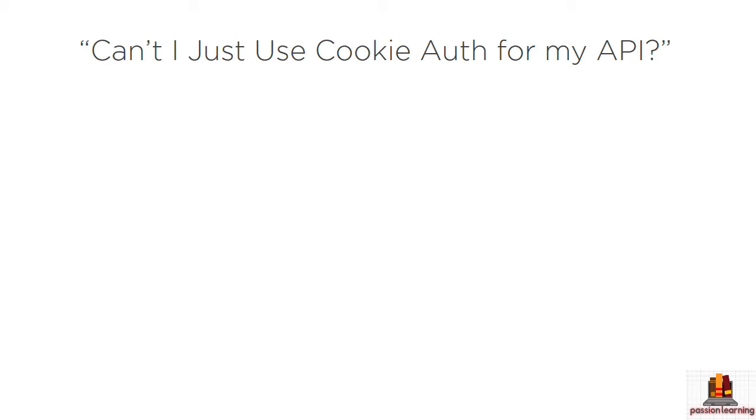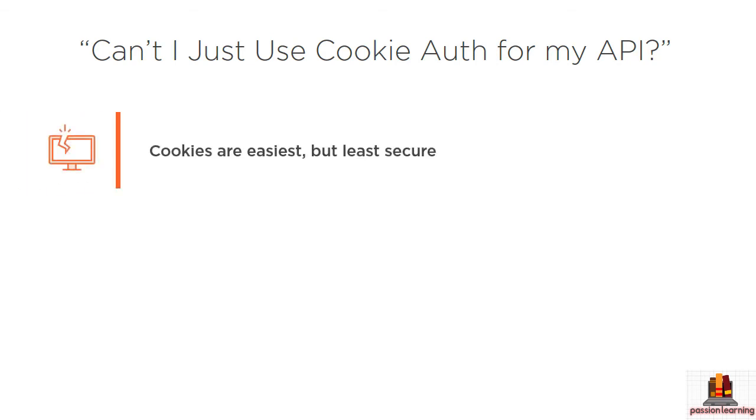So if we have our website with our views using authentication, can't I just use the same cookie authentication that the built-in providers use for my API? And the answer is yes, you can use cookies, but it is the least secure. It does mean that only your web page will be able to access the APIs once they've logged into a non-API part of your page.